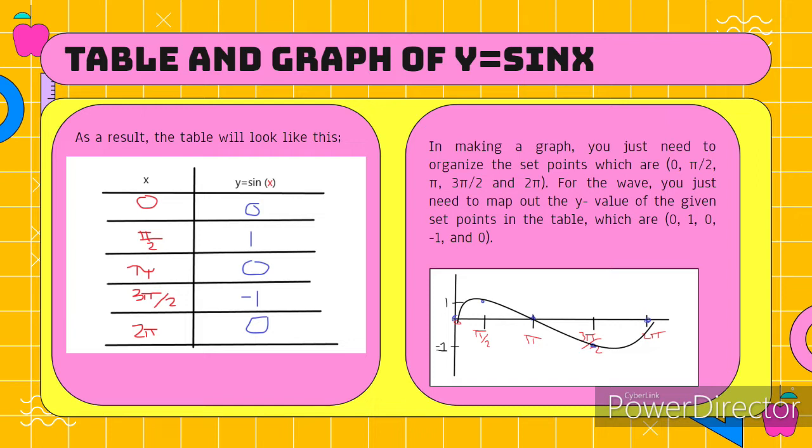In making a graph, you just need to organize the set points which are 0, pi over 2, pi, 3 pi over 2, and 2 pi. For the wave, you just need to map up the y value of the given set points in the table which are 0, 1, 0, negative 1, and 0.